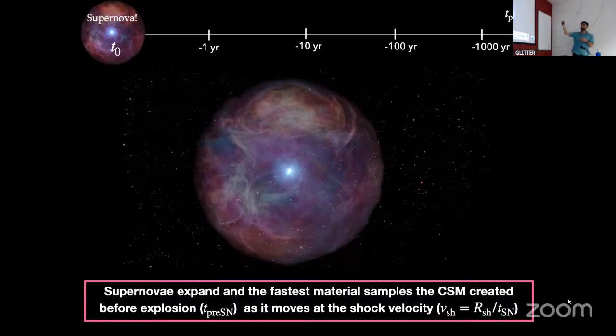So as the supernova interacts with that material, it can provide electromagnetic signatures that can tell us what the star was doing at different stages of its life, depending on how old the supernova is at that time. Because the supernova shock velocity is just how far it has expanded over the time that I observe the supernova.